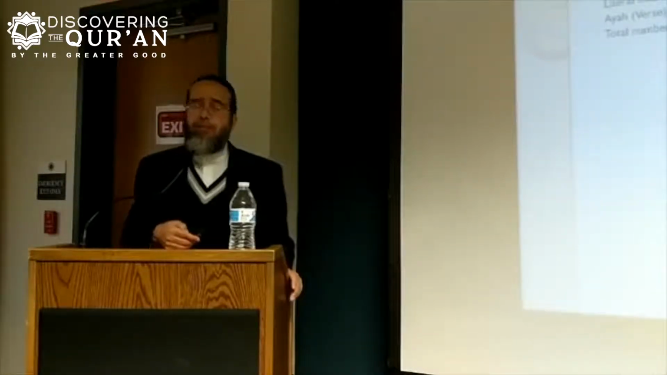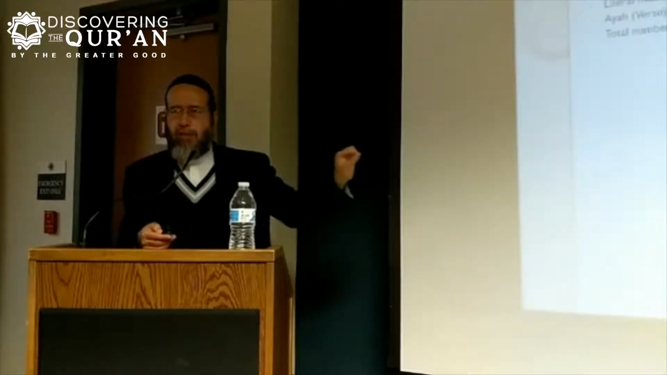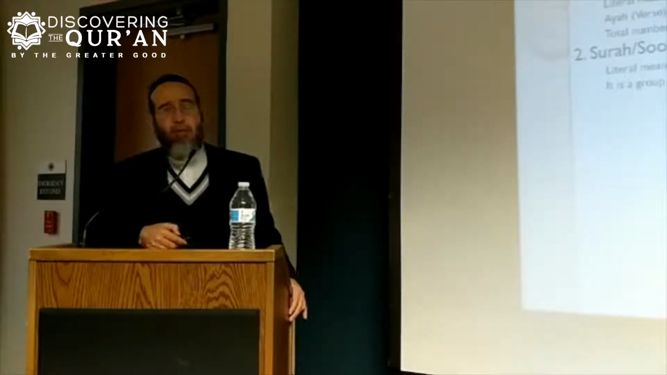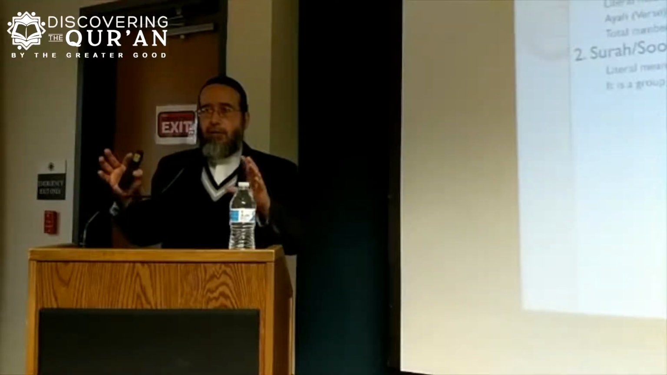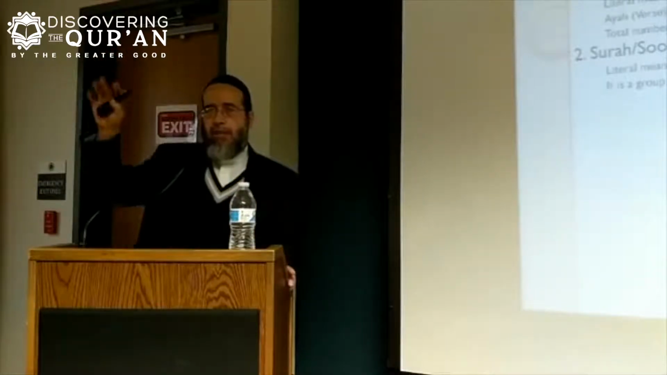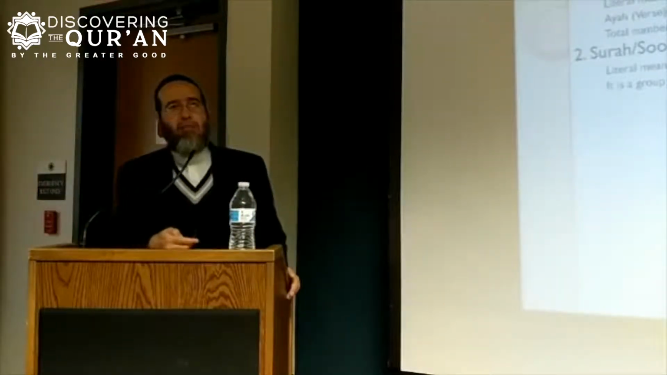And there are a total of 6,236 verses in the Qur'an. You may hear a slightly different number sometimes. Some scholars count the Bismillahir Rahmanir Rahim in different surahs, and some don't. And then the second unit is surah. You may see the spelling S-U-R-A or S-O-O-R-A, and that's a chapter. Basically, a surah is a group of verses that are put together under a common name, a title, and usually a common theme.